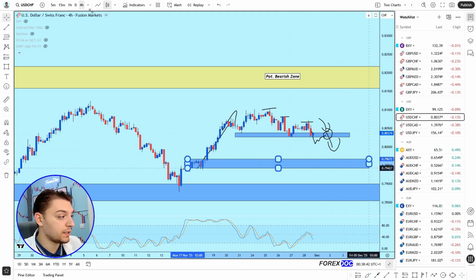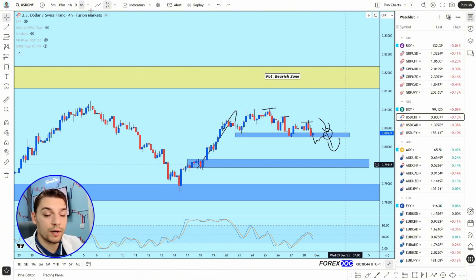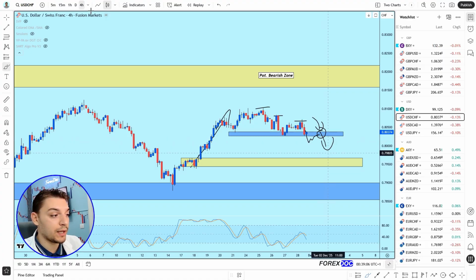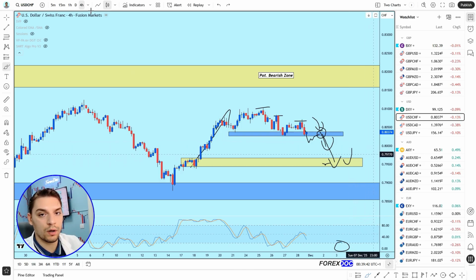Also here I noticed this zone and I want to mark this zone as a potential bullish zone. For that I will use yellow color, which means that we can aim for that zone. Now if our plan works and price goes down to test this zone, that can be our target. However, if you see bullish reaction here and ideally stochastic RSI buy indication, that means that we can look to buy there. So for now, this can be our plan for US dollar Swiss franc.